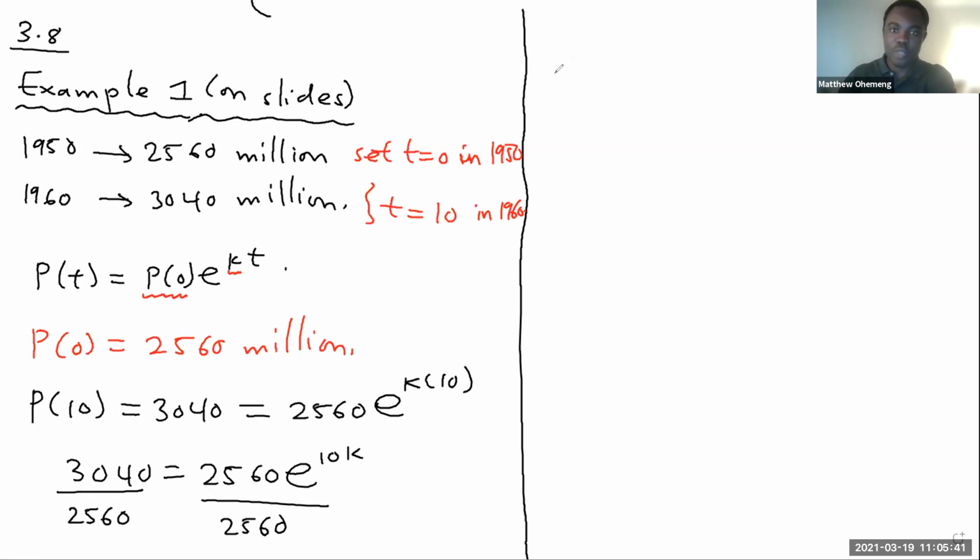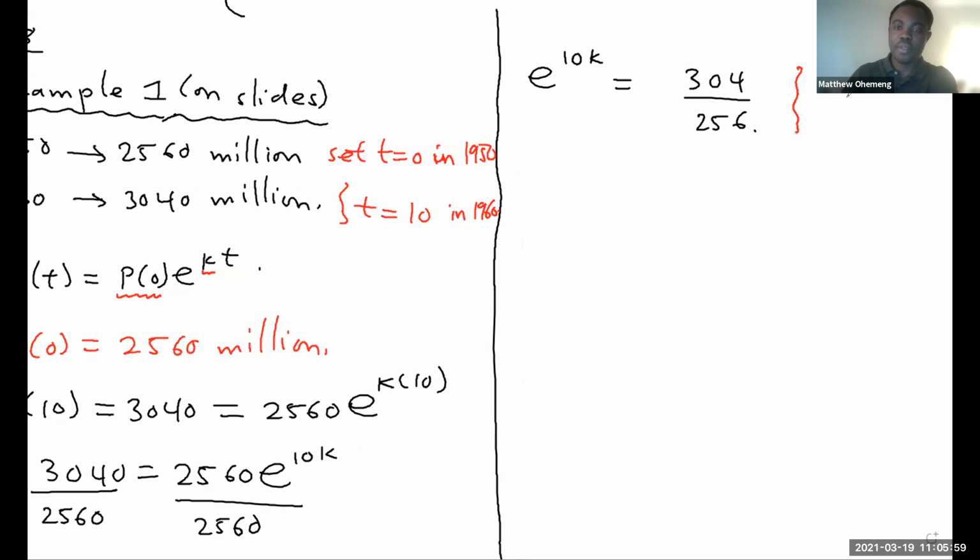And then that will leave us with e to the 10k equal to what? So I can simplify this a bit to 304 over 256, right? And then we take the natural log of both sides so that the power here can come down, because remember that in logarithms, ln of e to the n is just equal to n, right? So just take log of both sides.